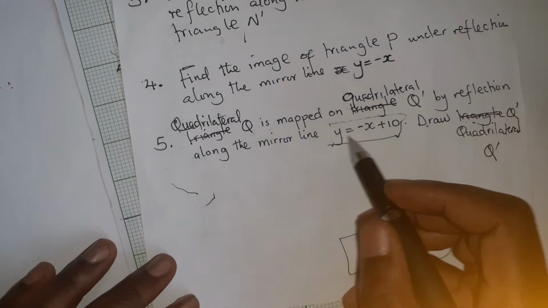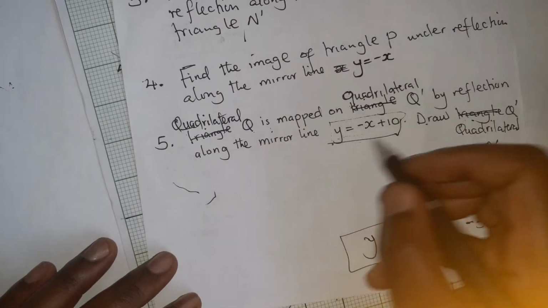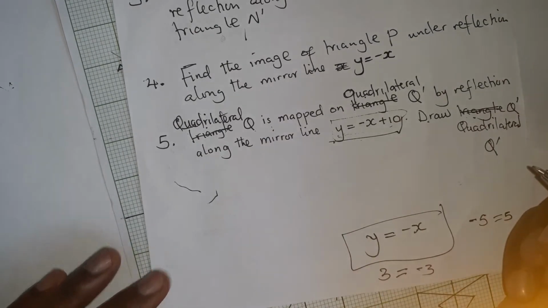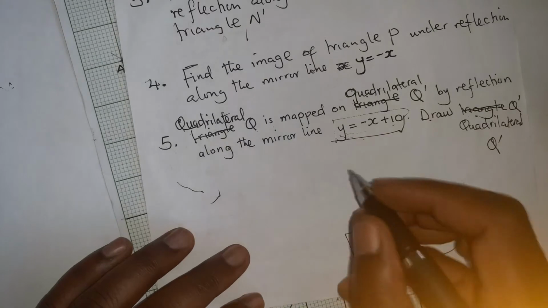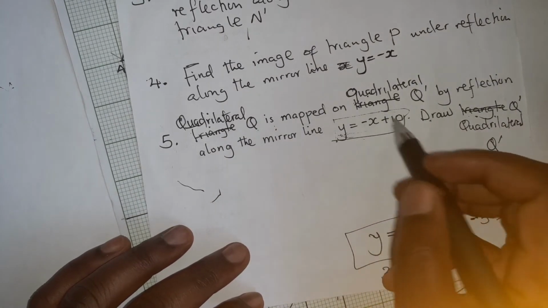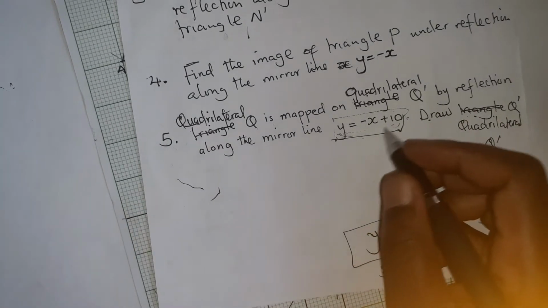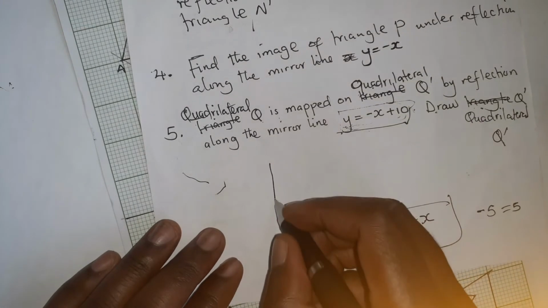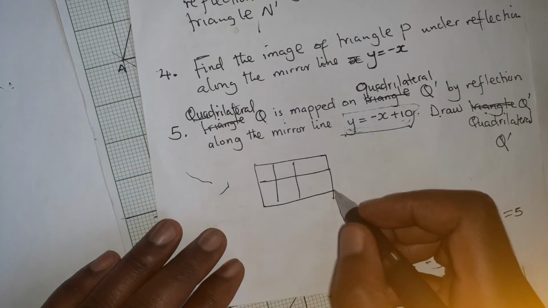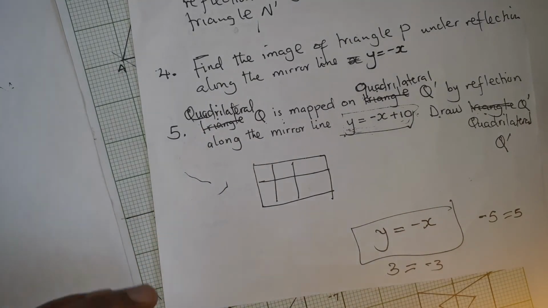Okay, so here the mirror line has been given as an equation in this form. What we are supposed to do is to draw the line of this equation. So we come up with a table of coordinates. We come up with a table of coordinates here.